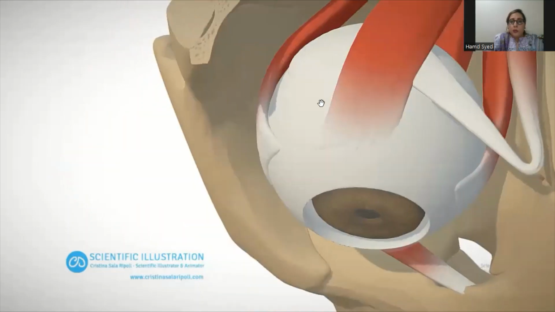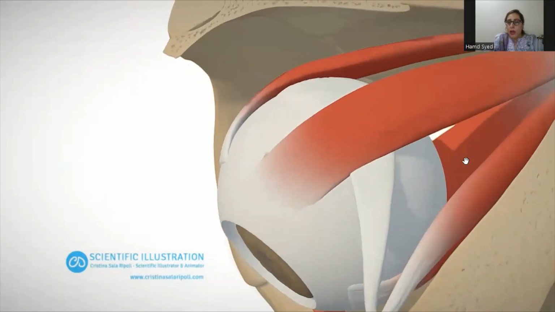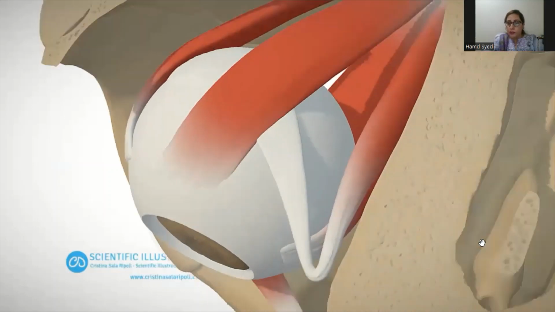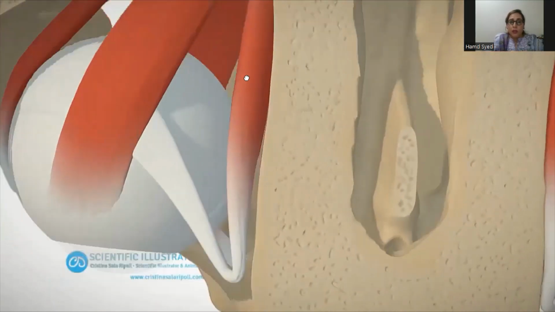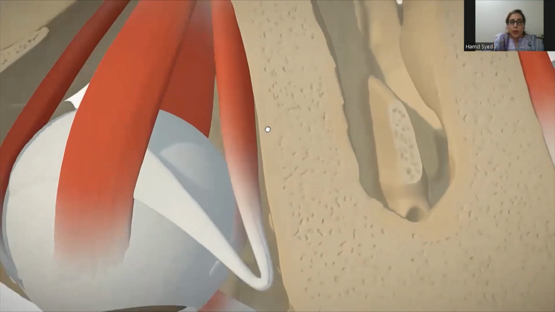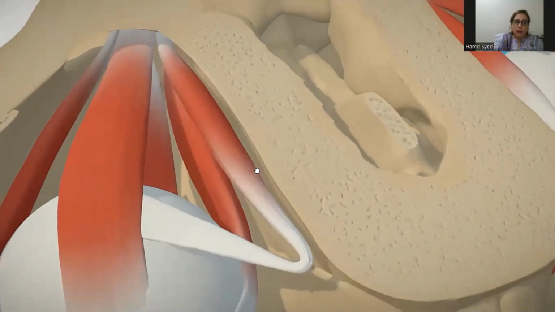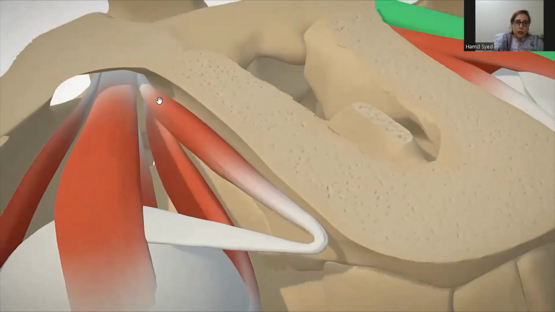Let's look at the superior oblique. The superior oblique is the muscle which has its origin from the posterior part of the orbital cavity, but not from the common tendinous ring. Its origin is from the body of the sphenoid bone. It travels in the upper part of the orbital cavity. You can see over here it is traveling in the upper part of the orbital cavity. This is a better view showing us the superior oblique muscle.